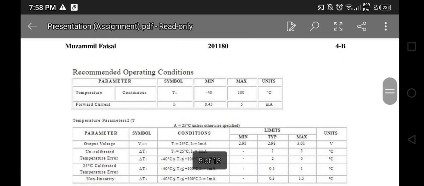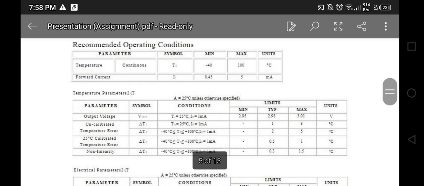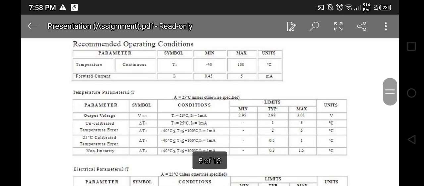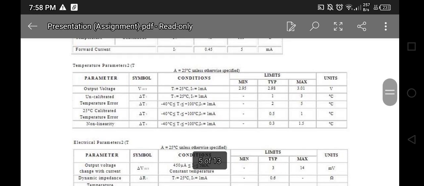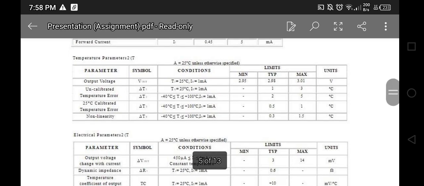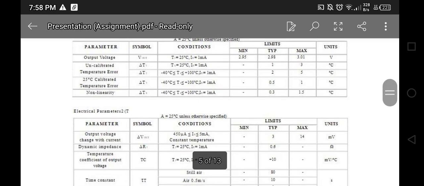If you just look below on the screen, you would see the data sheet provided for this particular sensor, LM35. So yeah, its data sheet is here. The output voltage is in there, the uncalibrated temperature error, and minimum and max values as well. It's for 25 degrees centigrade, and when the current is 1 milliampere. The non-linearity is given here as well.